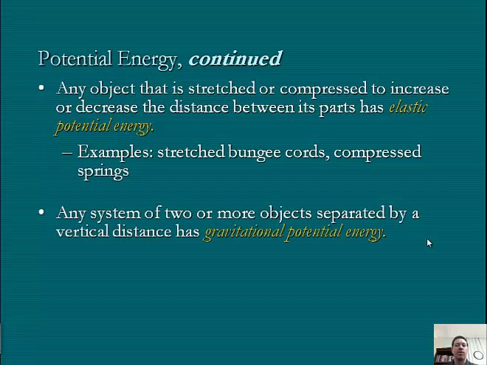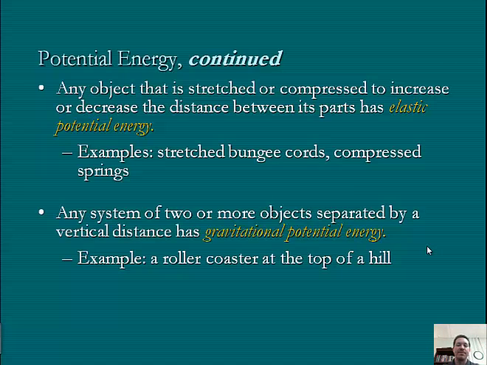Any system of 2 or more objects separated by a vertical distance is where we talk about gravitational potential energy. So you're holding a ball up higher. If we let go, it's going to fall to the floor, and it falls to the floor because of gravity. So we call this gravitational potential energy. Another example would be a roller coaster at the top of a hill. Just before it starts rolling down, it has the greatest potential energy. But once it starts its descent, then it is not at its fullest potential energy. And we'll talk about conservation of energy in the next lecture.